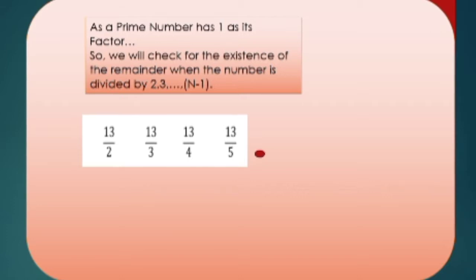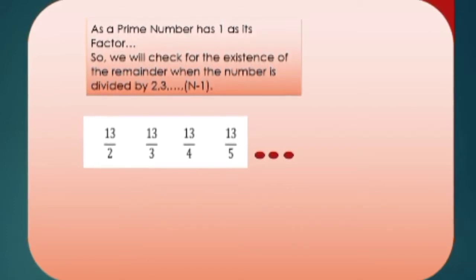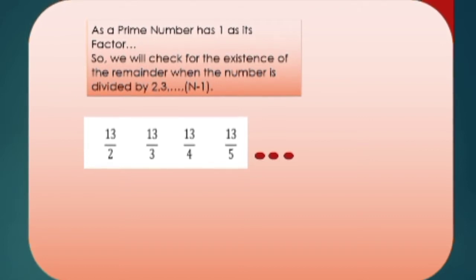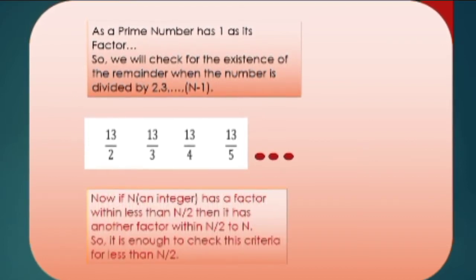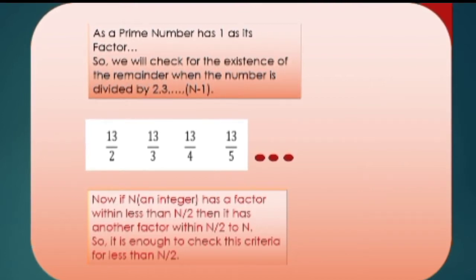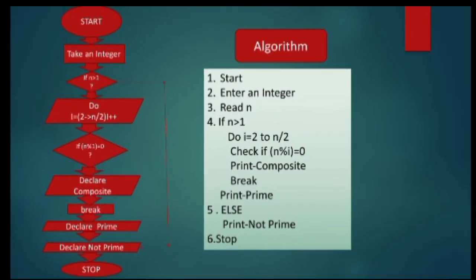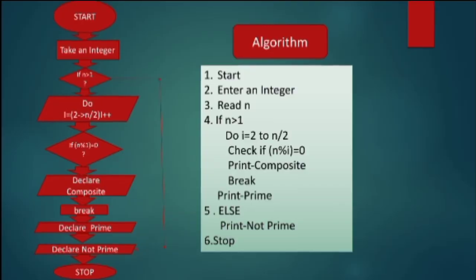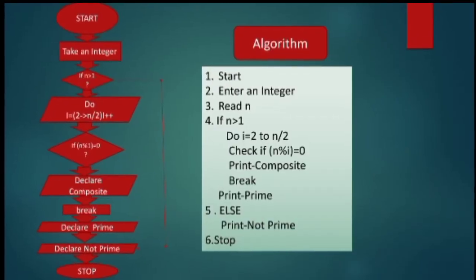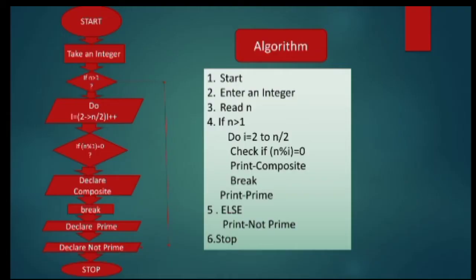So for the algorithmic approach, we will check if the given number is exactly divisible by any number from 2 to 1 less than the number itself. If it's divisible, then it's a composite number. It's obvious. This checking is done by finding the remainder in coding. We exclude 1 and the number itself, as of course every number, either prime or non-prime, has these two factors in common. Here is the algorithm and the flowchart you can see.